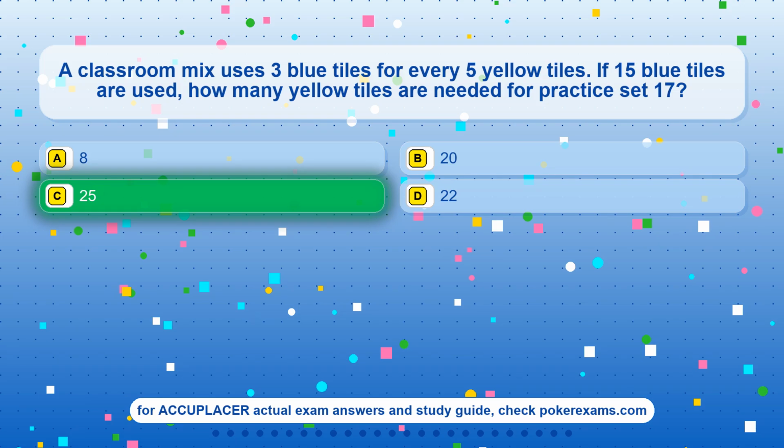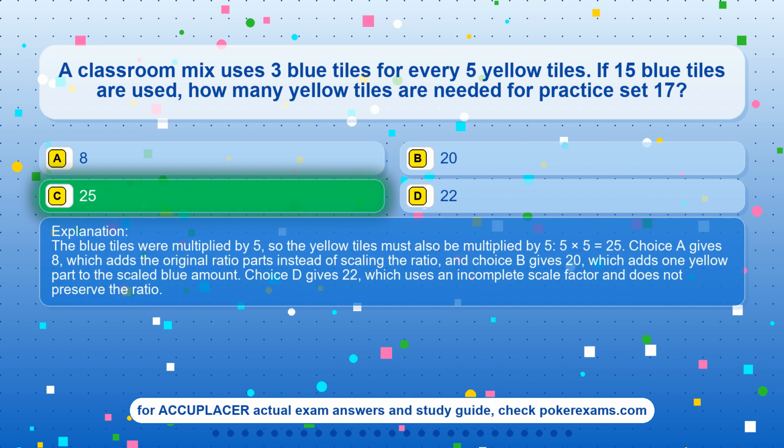The correct answer is option C, 25. The blue tiles were multiplied by 5, so the yellow tiles must also be multiplied by 5. 5 times 5 equals 25. Choice A gives 8, which adds the original ratio parts instead of scaling the ratio, and choice B gives 20, which adds one yellow part to the scaled blue amount. Choice D gives 22, which uses an incomplete scale factor and does not preserve the ratio.